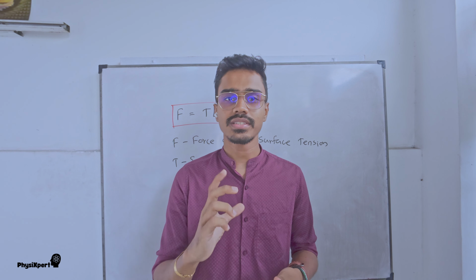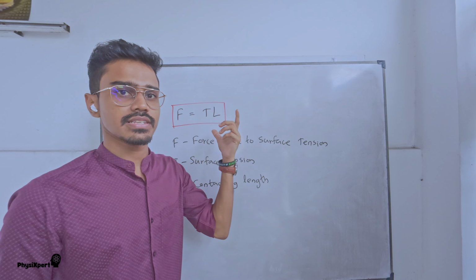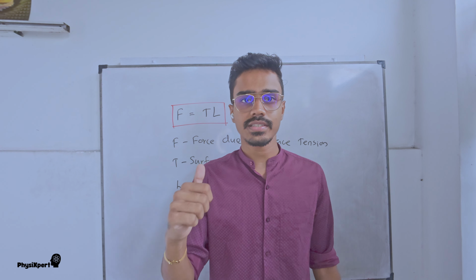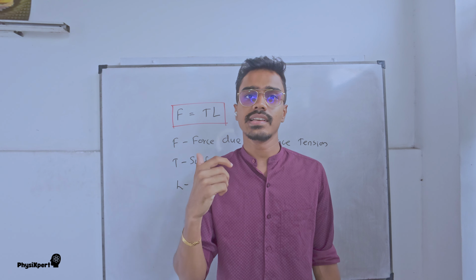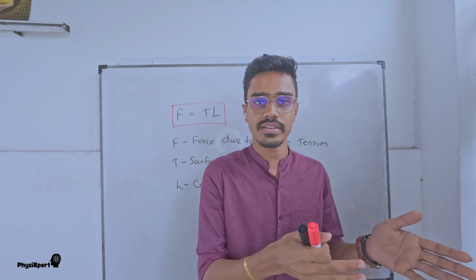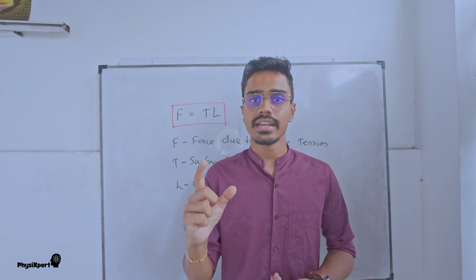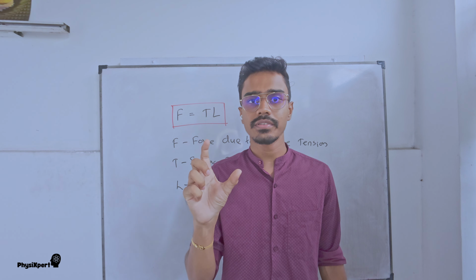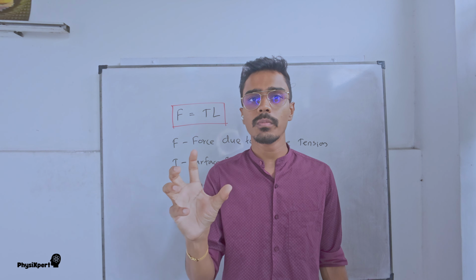Today we are going to discuss surface tension. The first equation of surface tension is F equals TL, where F is the force due to surface tension, T is the surface tension, also called the coefficient of surface tension, and L is the contact length, which is the length open to the atmosphere. This is how the equation is used.